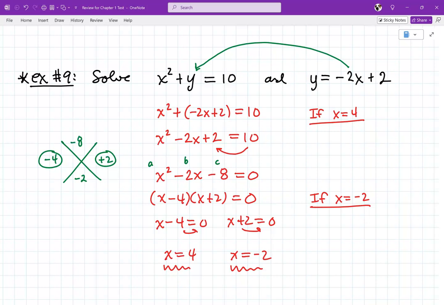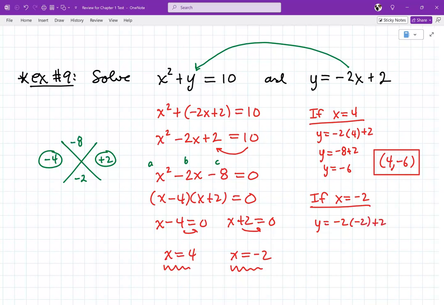There's not many. So if I plug in a 4, I get y equals negative 2 times 4 plus 2. So my answer is negative 8 plus 2. So that's a negative 6. So 4, negative 6. Again, you guys use your calculators. You don't have to do it by hand. I'm just doing it really quickly by hand. And then x equal to negative 2. So y equals negative 2 times negative 2 plus 2. Y is equal to 4 plus 2. Y is equal to 6. So negative 2, 6 is my solution. And I'm done. So this is the stuff you guys need to know for tomorrow's test.